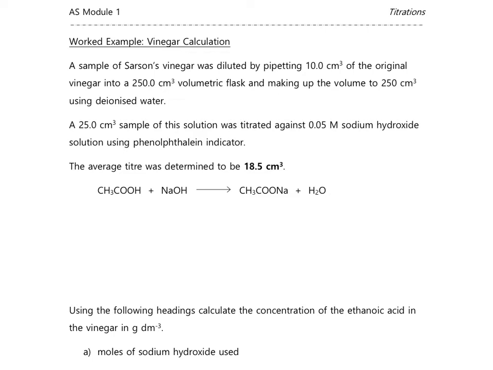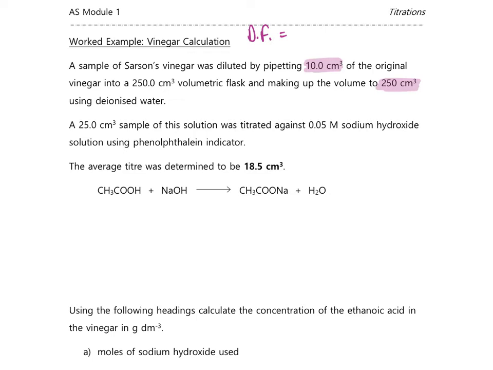In this question, we are told that we have a sample of Sarson's vinegar, that's just a brand of vinegar. It was diluted by pipetting 10 centimetres cubed, and I would highlight that because we're going to need it, of the original vinegar into a 250 centimetres cubed volumetric flask, and making up the volume to 250 centimetres cubed using deionized water. Even at this early stage, it would be worthwhile working out your dilution factor, to factor that in at the end of your calculation.